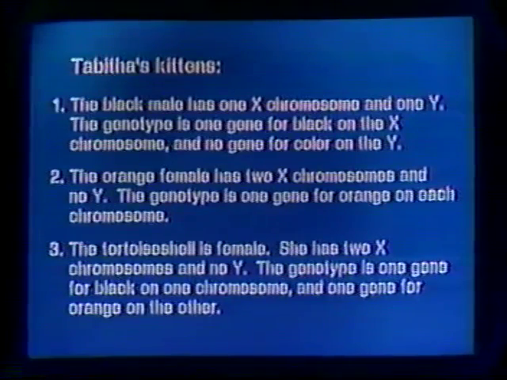3. The tortoiseshell is female. She has two X chromosomes and no Y. The genotype is one gene for black on one chromosome and one gene for orange on the other.